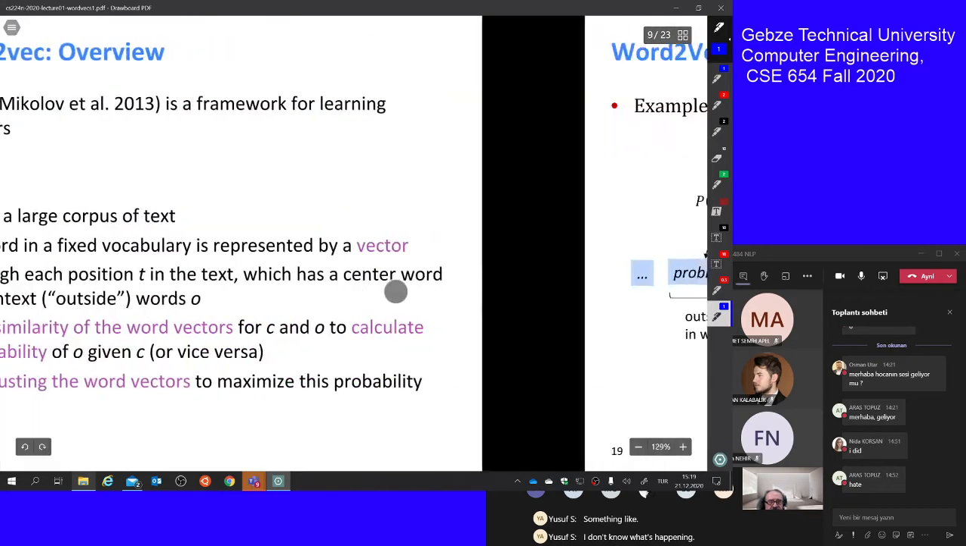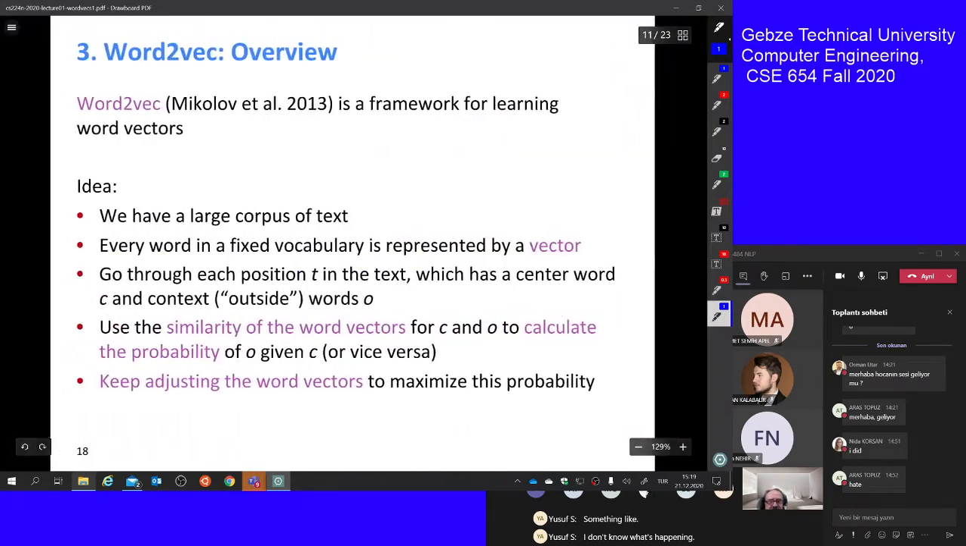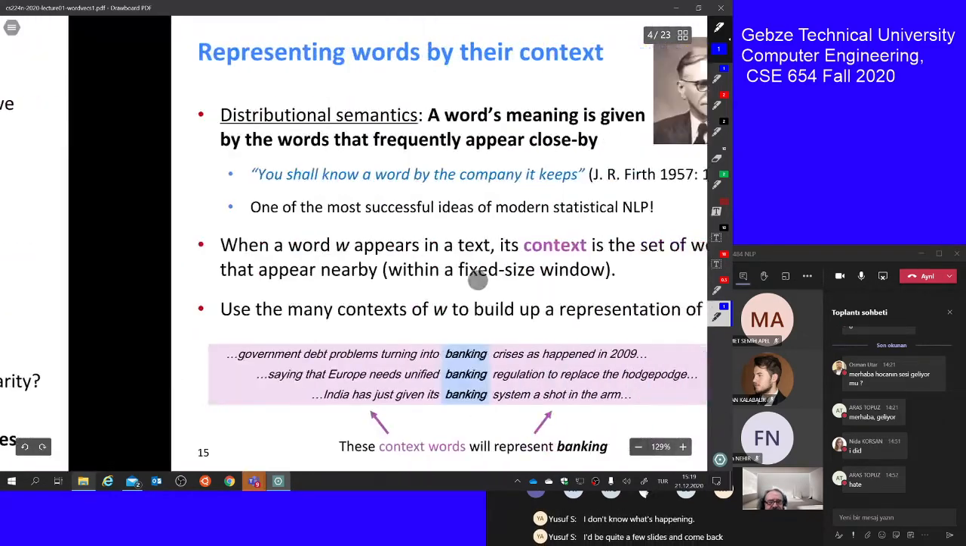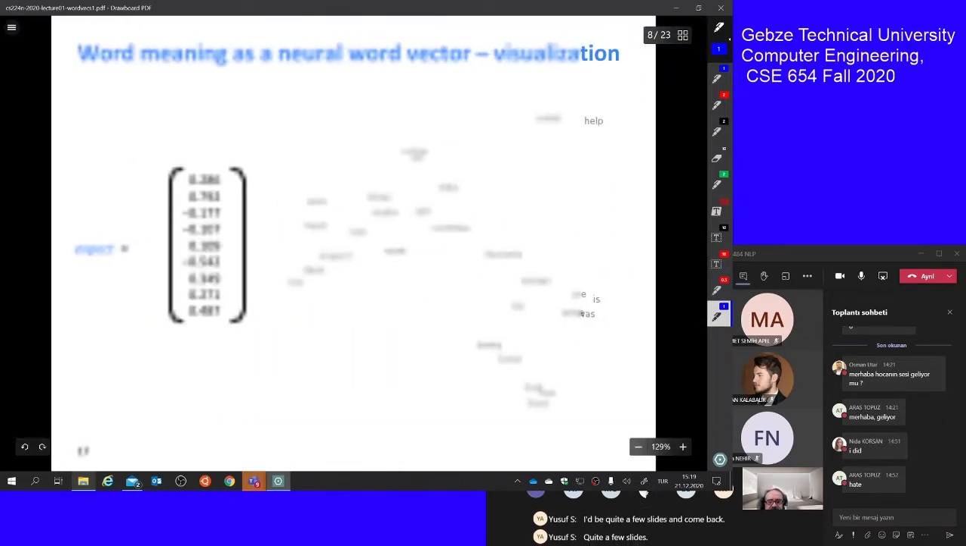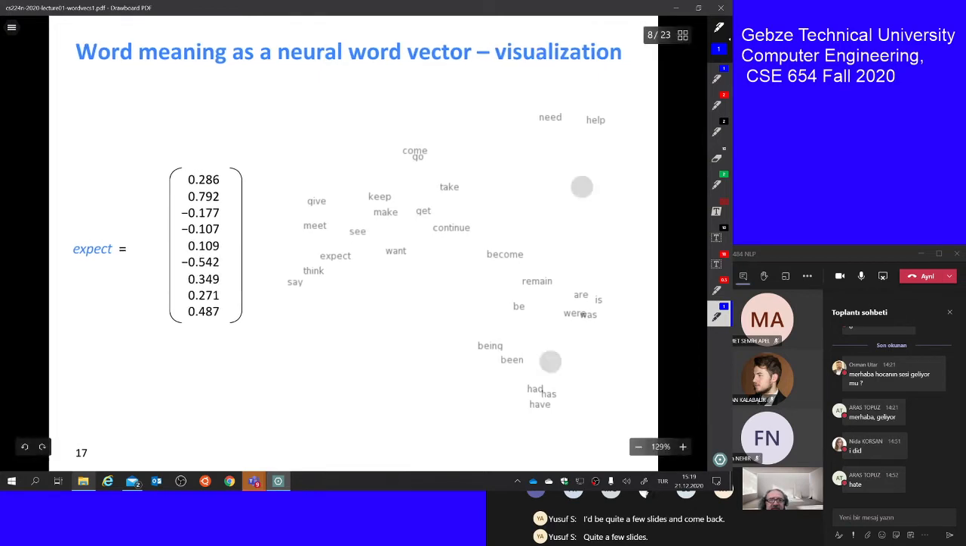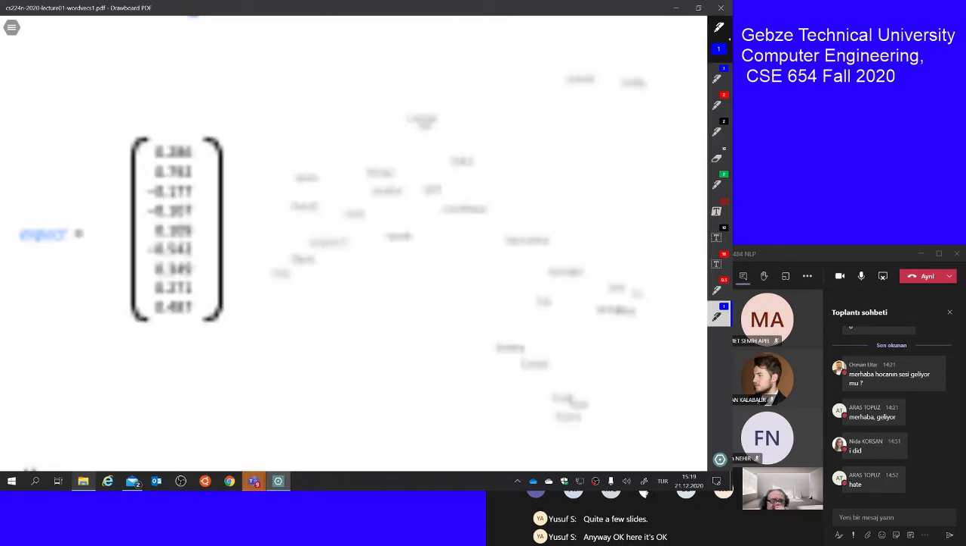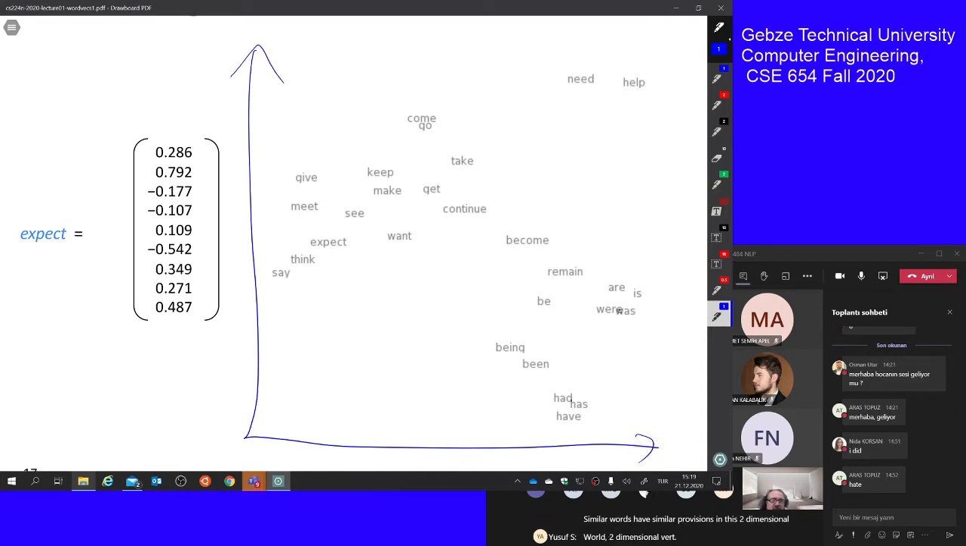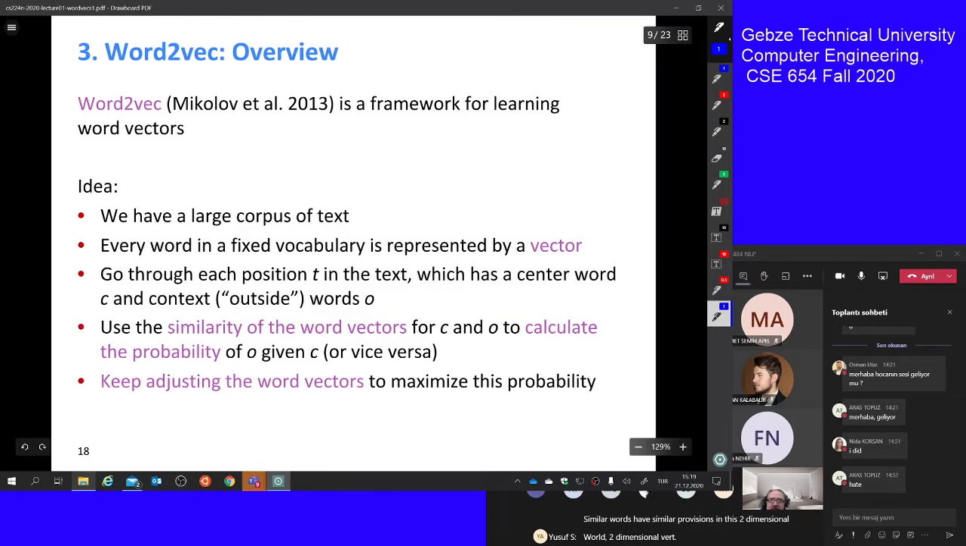Let me go a few slides and come back. Anyway, here it is. So similar words have similar positions in this two-dimensional space. This is what you're going to do.